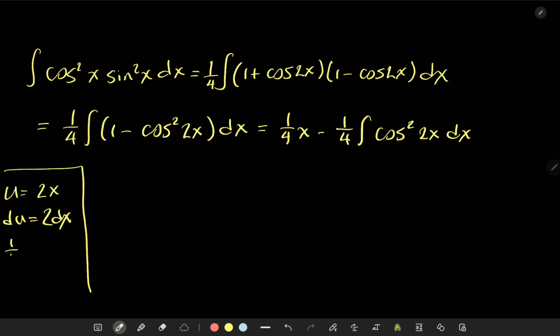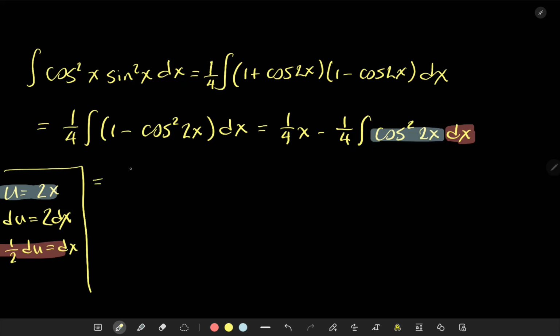So I'm going to have a 1/2 of du is dx. And that's what I'm going to plug in for my dx right there. So this dx, we substitute it with that. And then I'm going to have cosine of 2x is going to be cosine of u, cosine square of u rather. All right, so I'm going to do that substitution there.